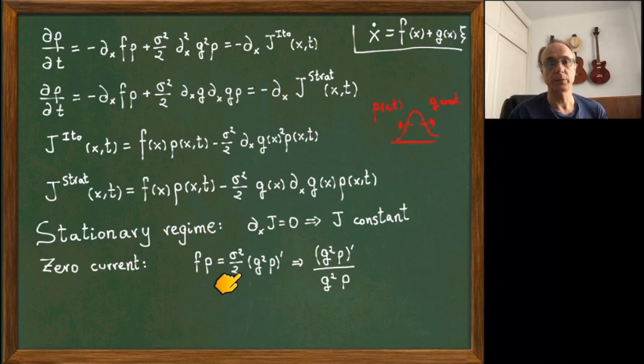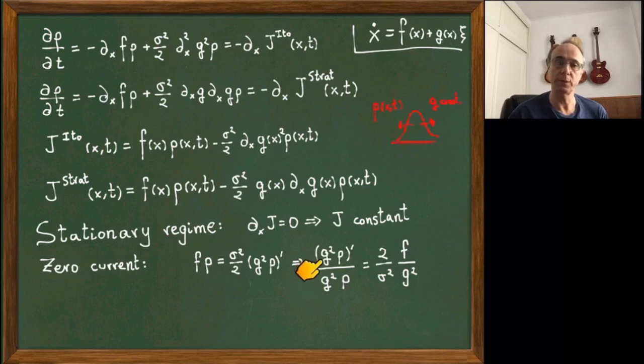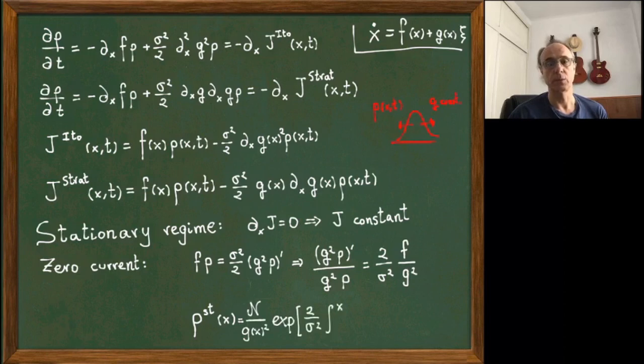And then here we have to multiply: you have 2 divided by sigma squared here, and since I divided by g squared rho, I have f over g squared. Now this is easy to integrate because I have the derivative of the log of g squared rho. So the log of g squared rho is the integral of this term. And now g squared rho is the exponential of this integral, and rho would be 1 over g squared times the exponential of this integral.